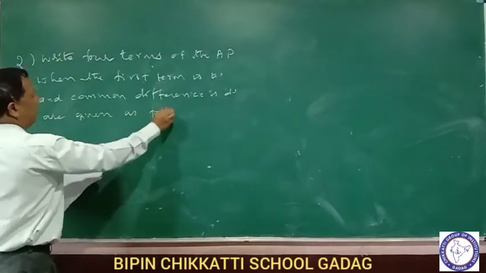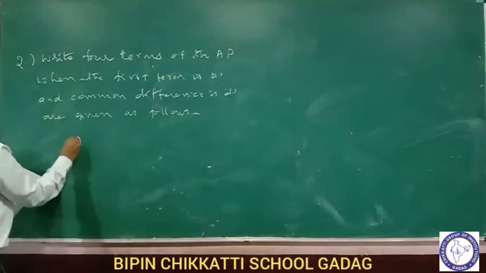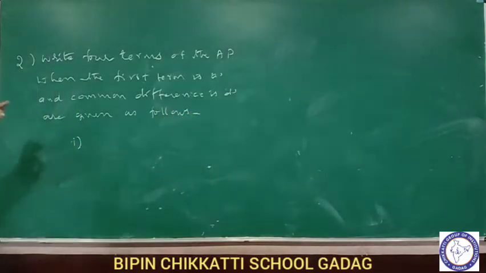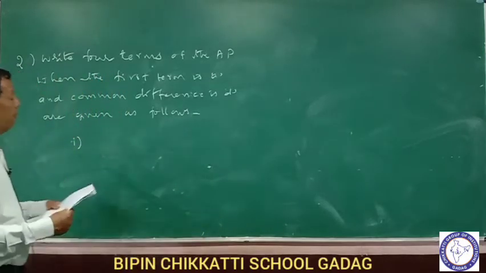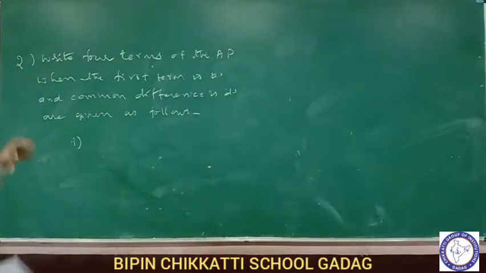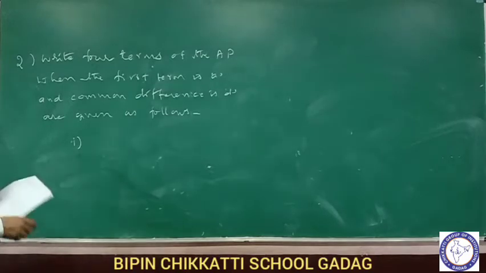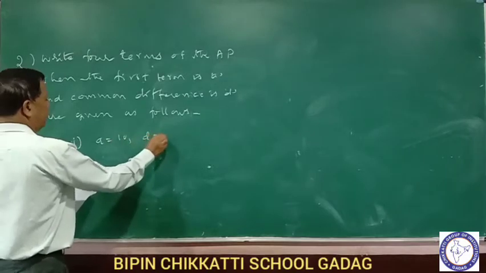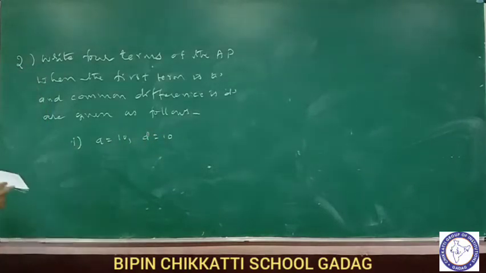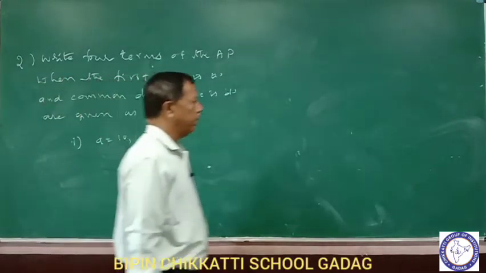I want to take only 2 problems. First, you see, write the terms of the AP when the first term is A and the common difference is D are given. It means A and D are given, then you have to write not all terms of the AP, only 4 terms of the AP you have to find out. So the first question is, A is 10, D is 10.